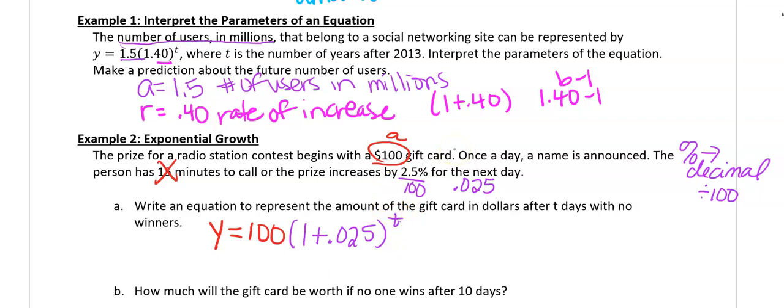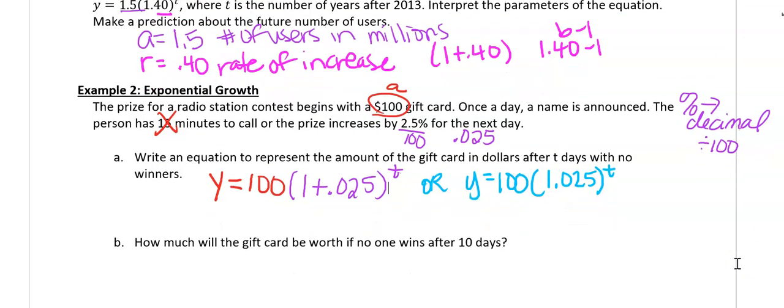Some people also like to write that already combined. So you might see it written like this, like we did in the first problem, 100 times 1.025. So they do that extra math right there. You'll see that written out like that a lot. Just remember they've already added it if it's greater than 1. So now let's go down here. How much will the gift card be worth if no one wins after 10 days? So we're going to find the value for 10 days. What are we going to plug that 10 in for? That's what you need to think about.